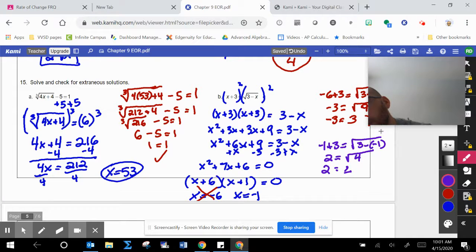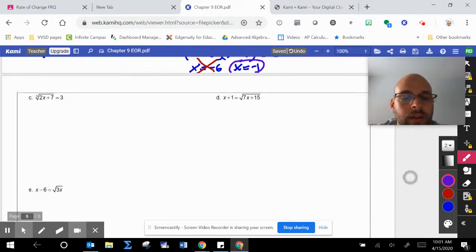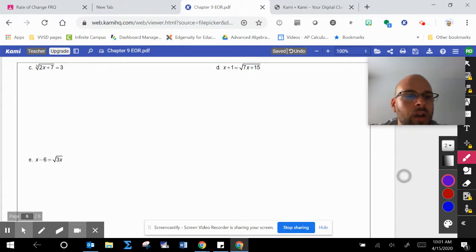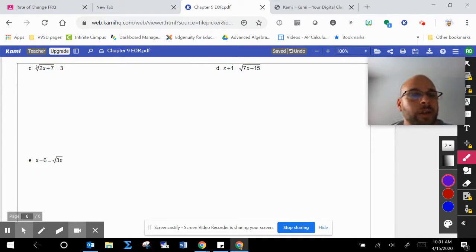Let's get my stylus working here. There we go. Okay. And that is good. That is going to be our solution. So the only solution we get for this problem is going to be x equal to -1. All right. I think we got 3 more, and then we'll call it quits. Feel free to pause, try to do these.